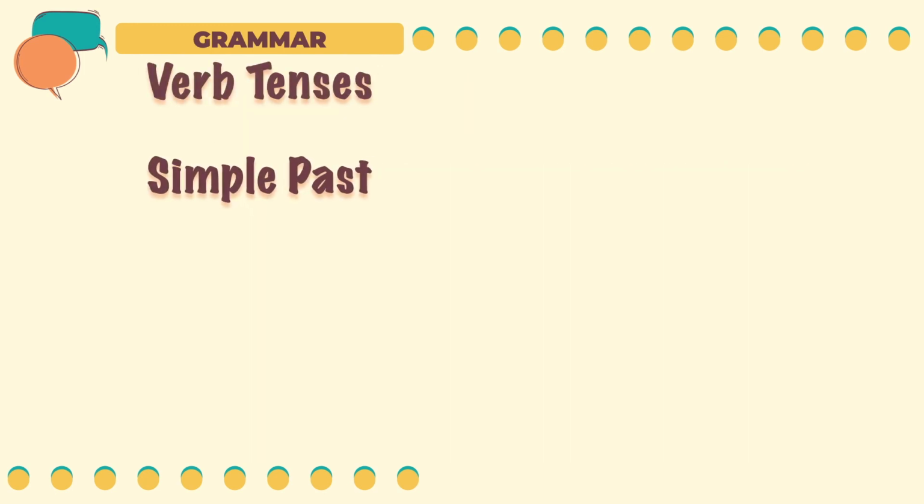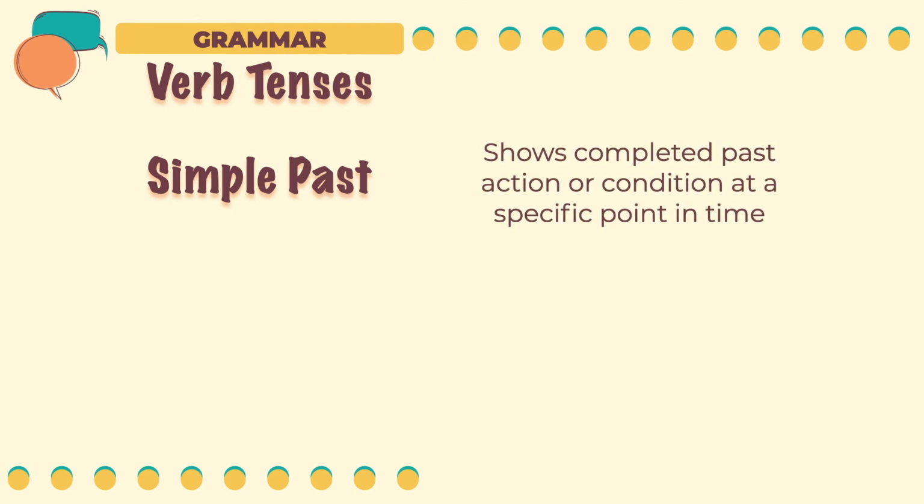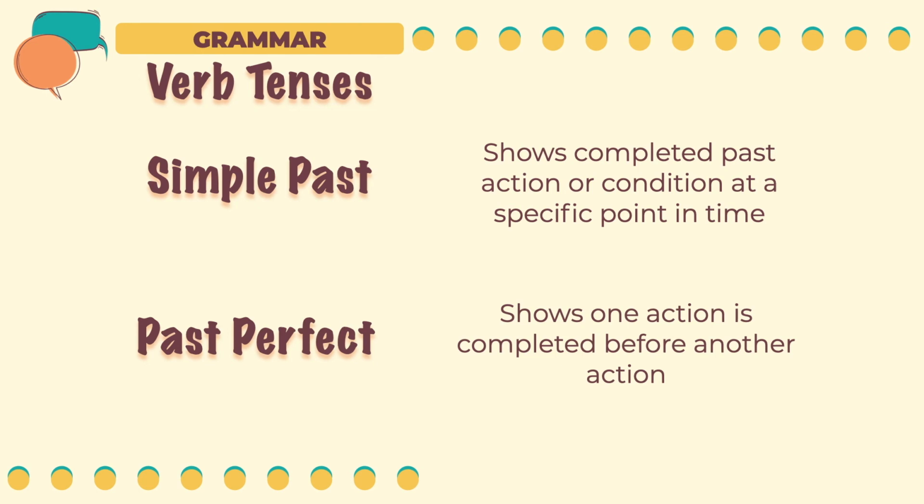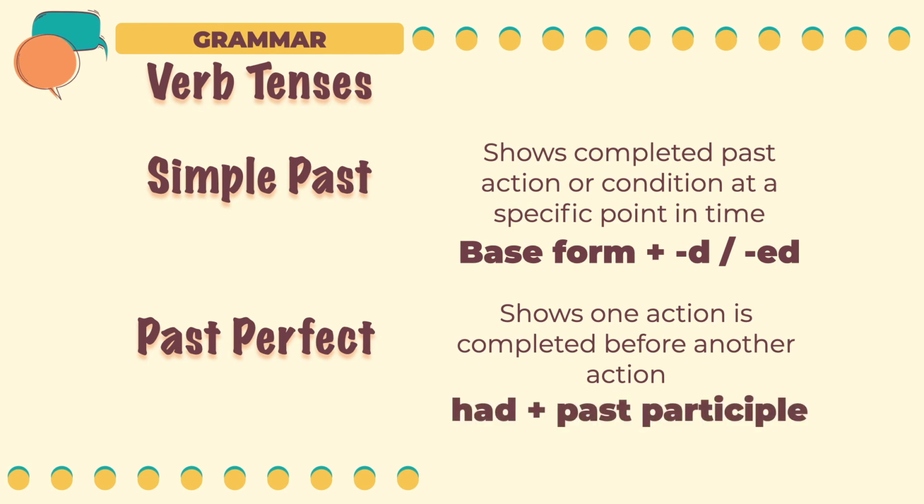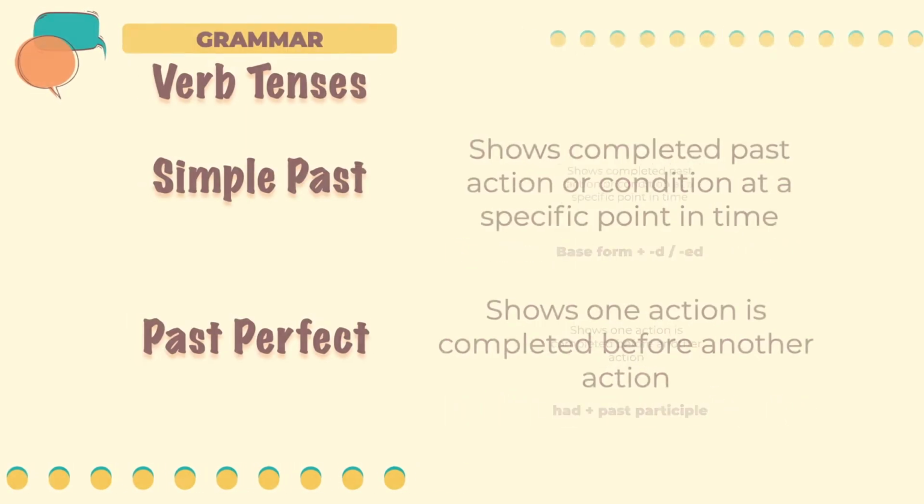Just remember that simple past tense shows a completed past action at a specific point in time, while past perfect tense shows that an action is completed before another action. To better remember the difference of the two, be familiarized with the formula. For simple past, it's base form of the verb plus d or ed. And for past perfect, it's had plus past participle.